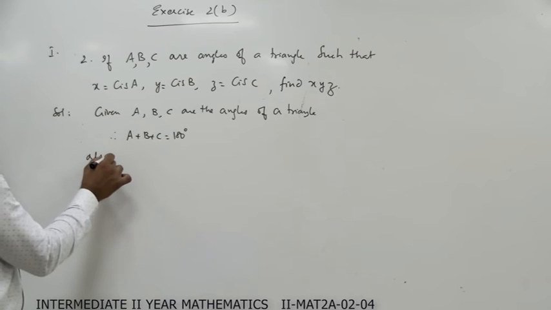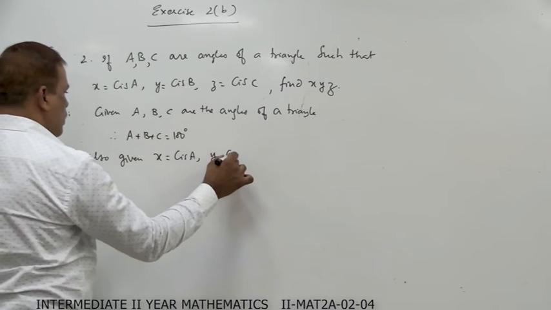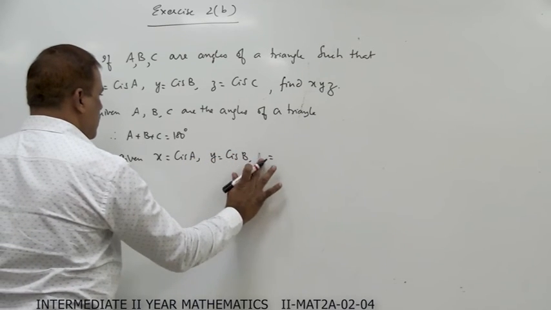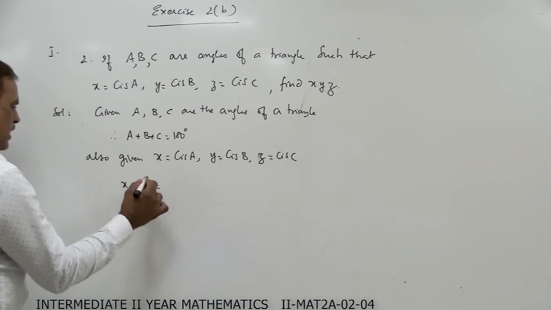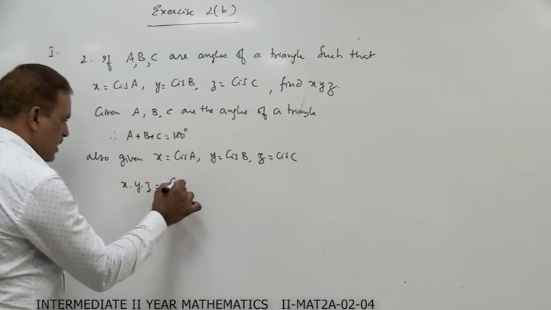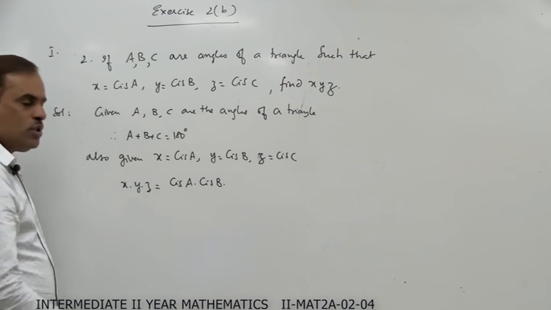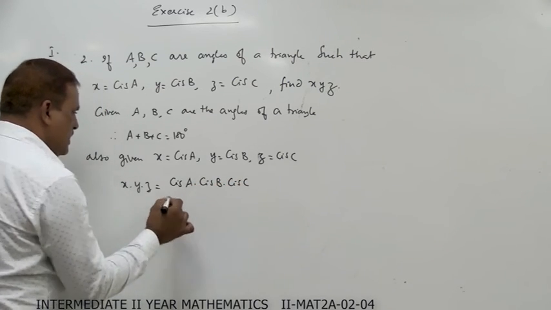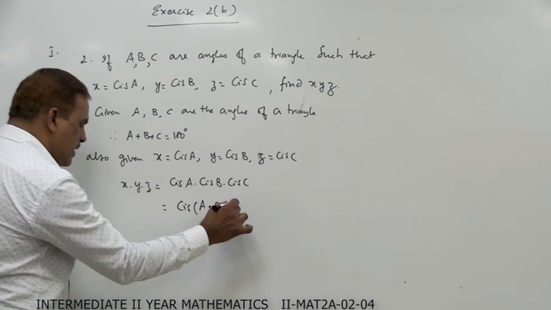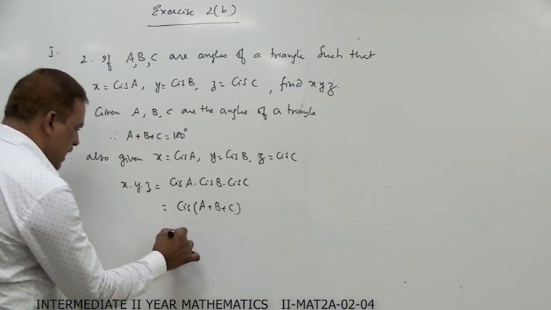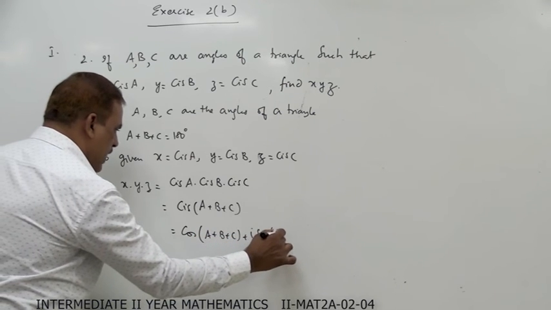Also given x is equal to cis A, y is equal to cis B, z is equal to cis C. X into y into z is equal to cis A into cis B into cis C. Cis A into cis B into cis C is cis of A plus B plus C. This is equal to cos of A plus B plus C plus I into sine of A plus B plus C.